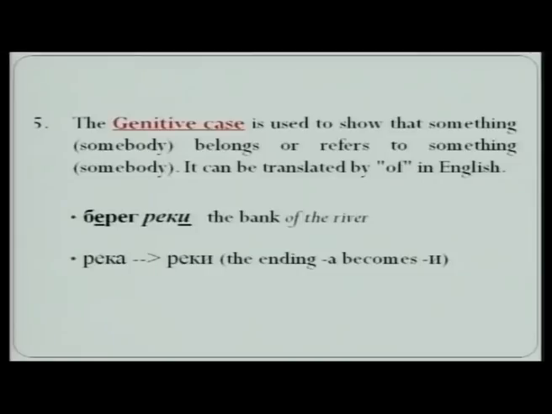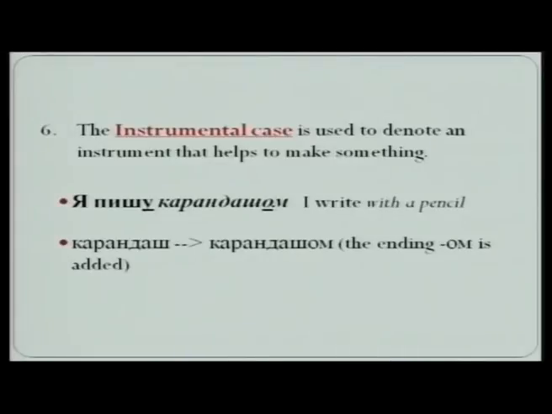Bereg Riki, the bank of the river. Rika changes into Riki because in Russian, instead of using of, the last letter of the noun changes into e if it is a feminine gender word. That is why Rika changes into Riki. Let us go to the next or the last case in Russian language.